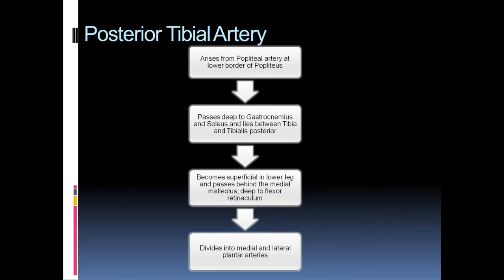Now posterior tibial artery arises from popliteal artery at the lower part of the popliteus, passes deep to the gastrocnemius and soleus and lies between tibia and tibialis posterior, then becomes superficial in lower leg and passes behind the medial malleolus deep to flexor retinaculum, then divides into medial and lateral plantar arteries.